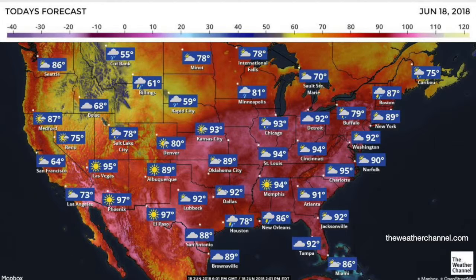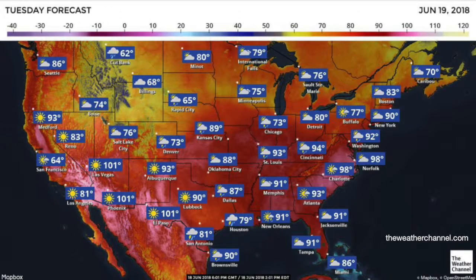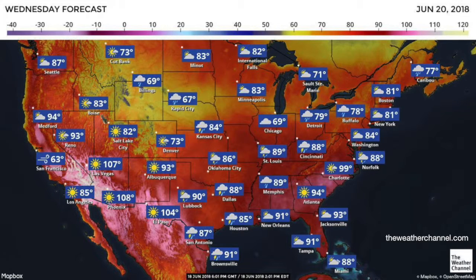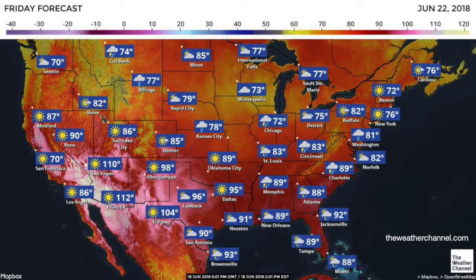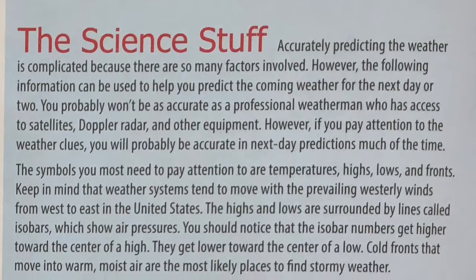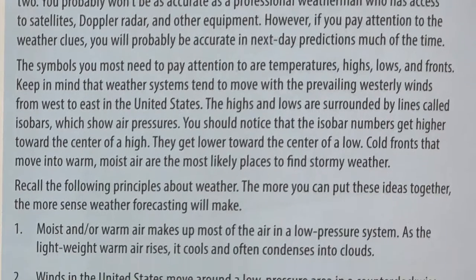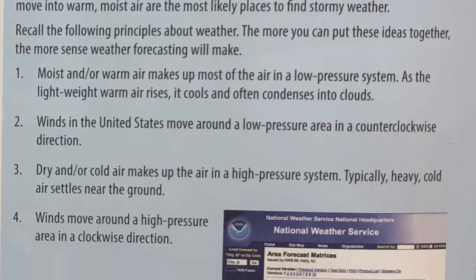Have students identify 2 U.S. cities on the map from the first day. Try to find one city with sunny weather and another city with cloudy or rainy weather. They should look at the same 2 cities each day from the 1st to 5th day and tell how the weather conditions change over the 5 days. Have them look for clues that would predict these changes. Have them read the science stuff carefully and see if this information would help them forecast the weather.